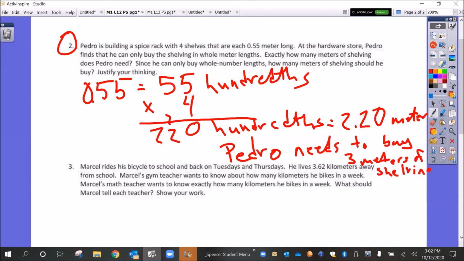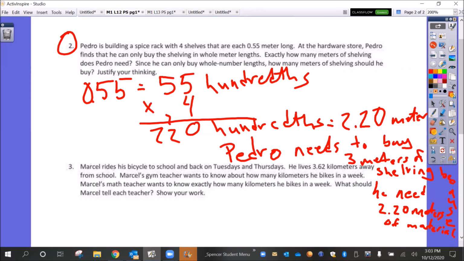Why? Because, come on, where'd my pen tool go? Because he needs 2.20 or 2 and 20 hundredths of a meter of material. So Pedro needs to buy 3 meters of shelving because he needs 2.2 meters of material.